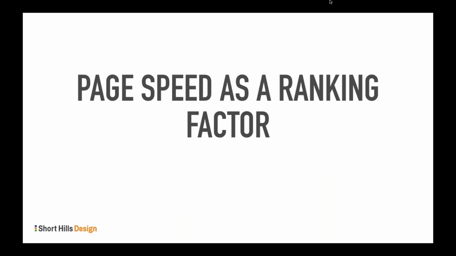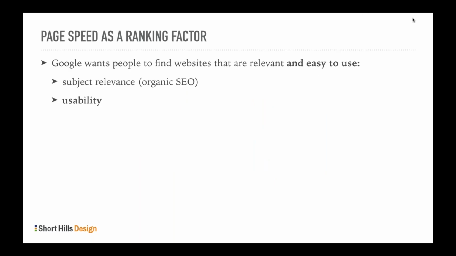So let's talk about page speed as a ranking factor. Now, one of the reasons that we're here is unfortunately because Google said so. And what Google wants to do, other than make money with ads, among many other things, is thinking about a user. They want users to find websites that are relevant to what they're searching for and easy to use. So obviously, when we're thinking about ranking, and we'll talk more in depth about ranking in a moment, subject relevance. So that's organic SEO, basically.